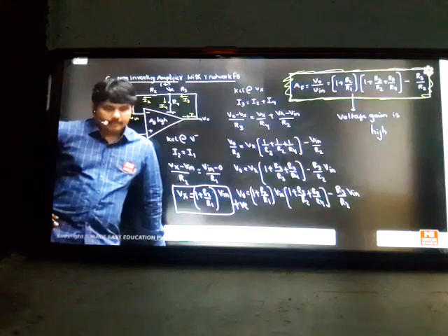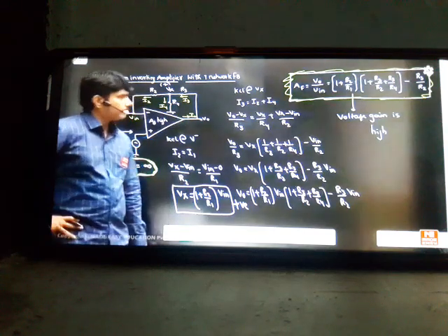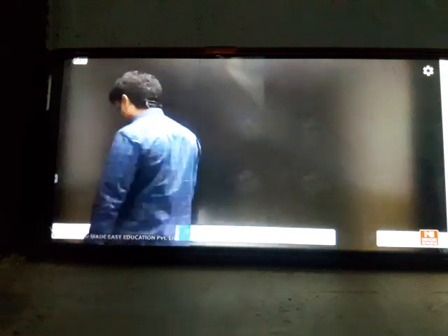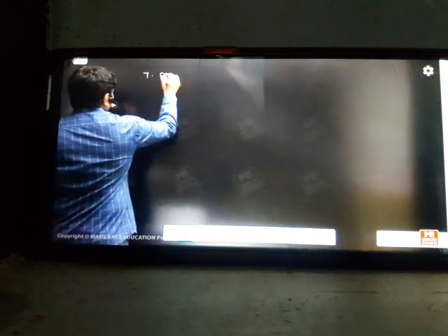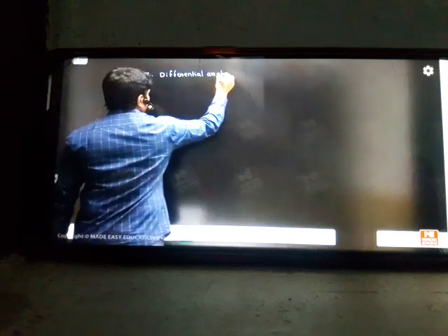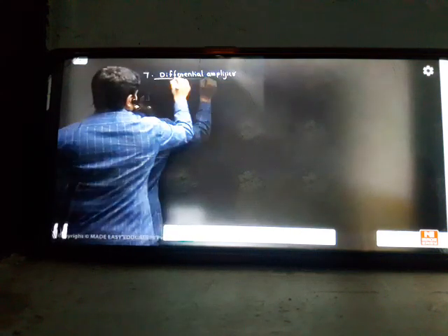Let's see what today's goal we can reach. The last two topics are there. So let us start our journey for the next topic. That is the seventh one we are entering, called the differential amplifier. Keep the heading: differential amplifier.